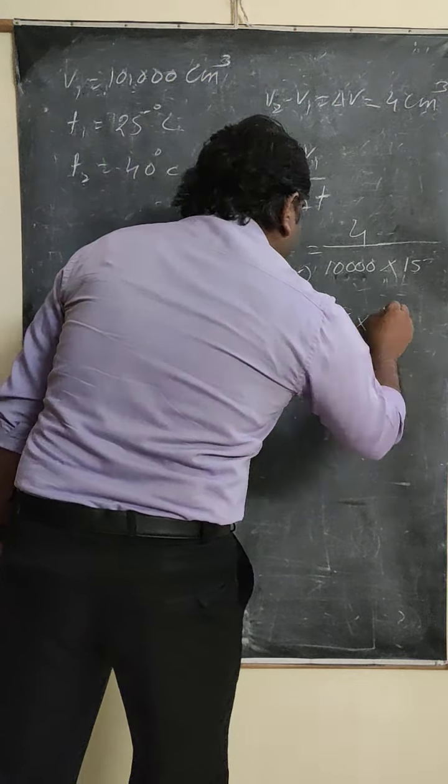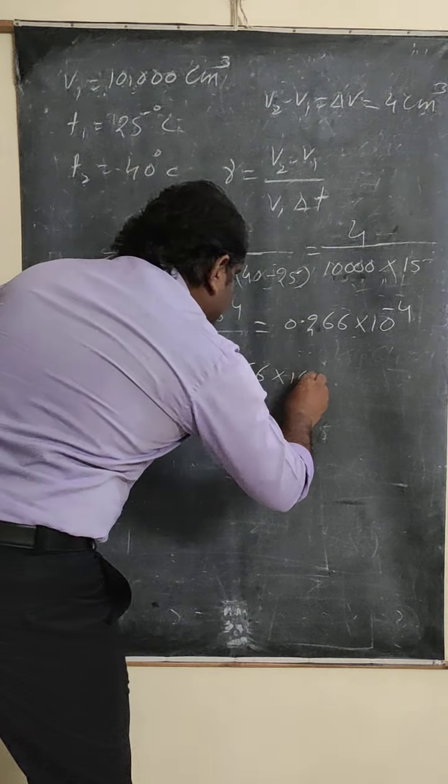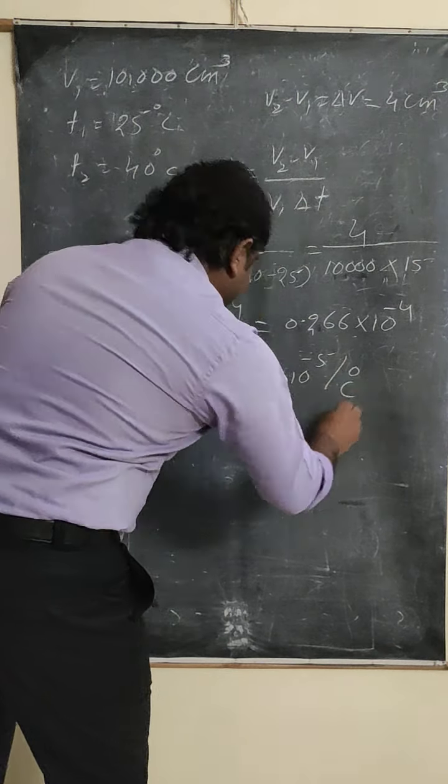Okay. Now, if the decimal point shifts to the right side by 1 digit, the power changes, and it becomes 10 to the power of minus 5. That means gamma is written as 2.66 into 10 to the power of minus 5 per degree Celsius. Okay, this is the gamma value.